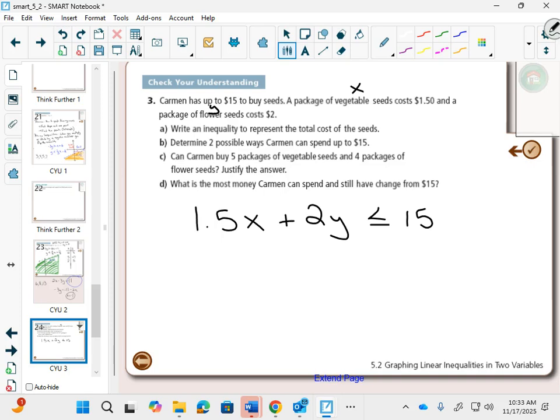Yeah. So if x is the number of vegetable seeds that she buys and y is the number of flower seeds that she buys, 1.5 times x is how much that's going to cost. 2 times y is how much that's going to cost. And it has to be less than or equal to $15. There should not be an equal to sign because in part B it says she has to have change from the $15. In part D, but right now she can spend up to $15, which she could spend 15. It is possible that she has no change from this. So here's our inequality in part A.